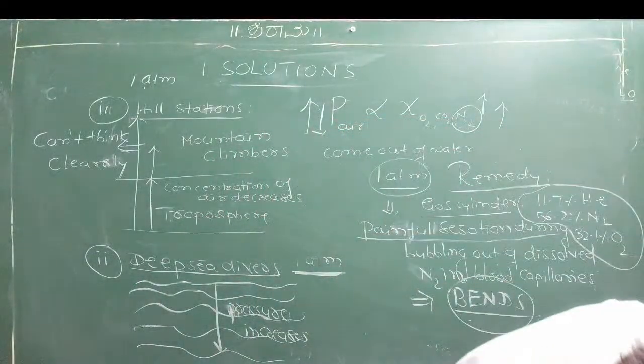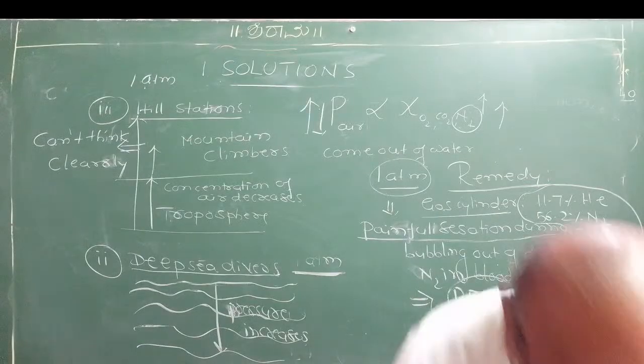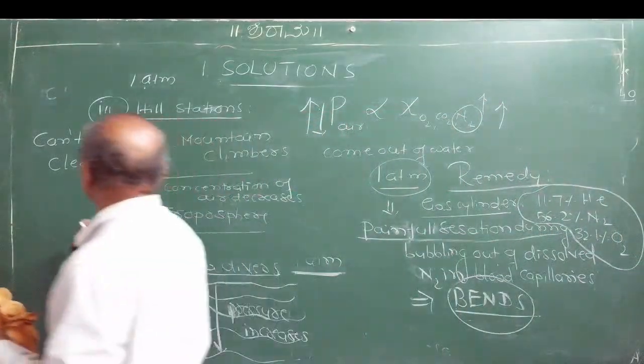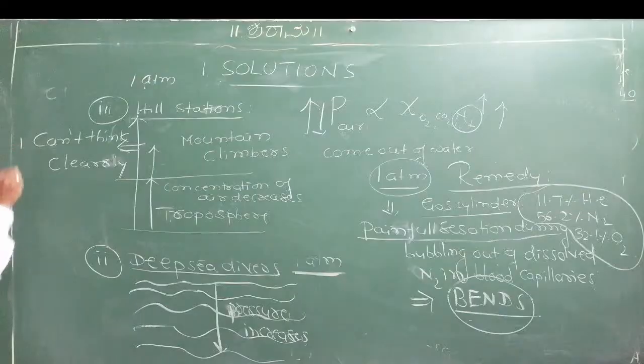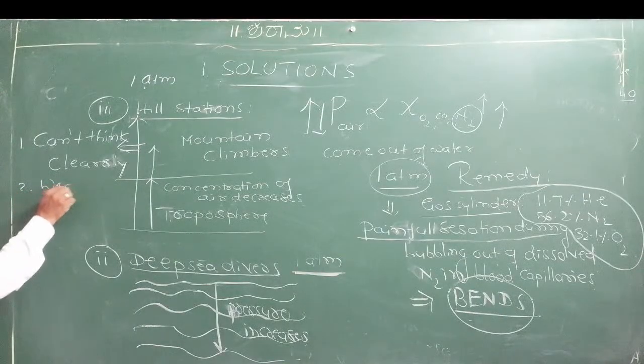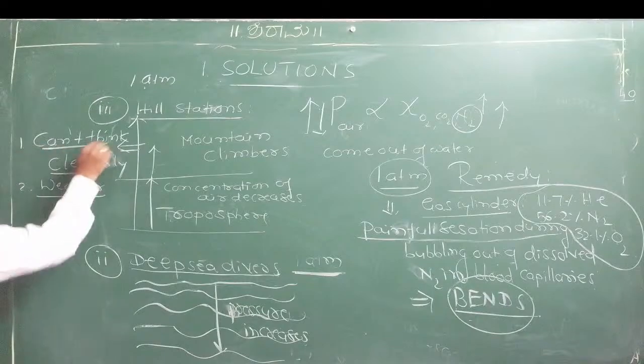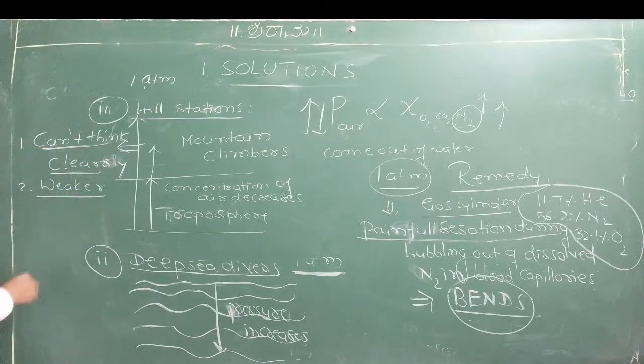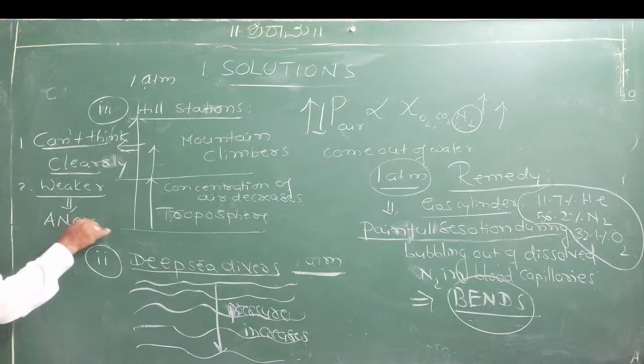This particular situation is called anoxia. They feel weaker, can't think clearly, and they become weaker, right? Such a situation is called anoxia. What is it called? Anoxia.